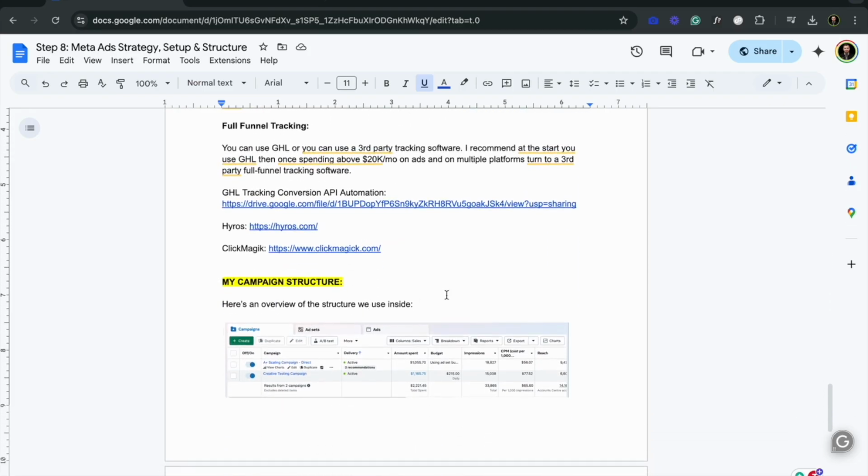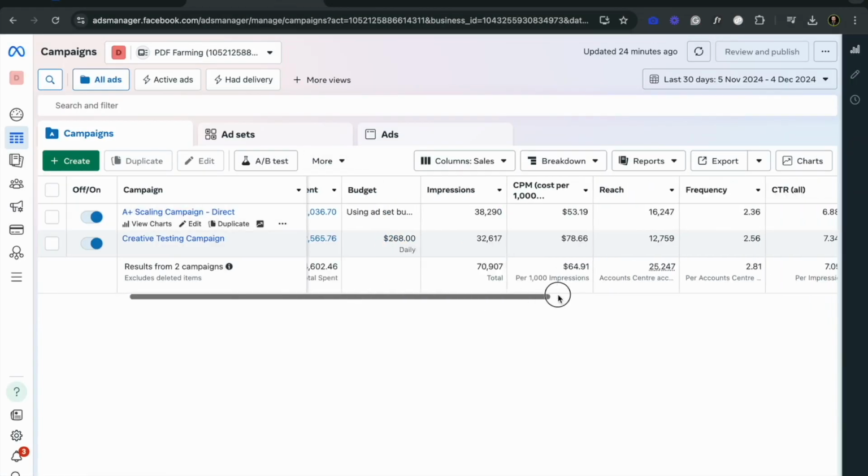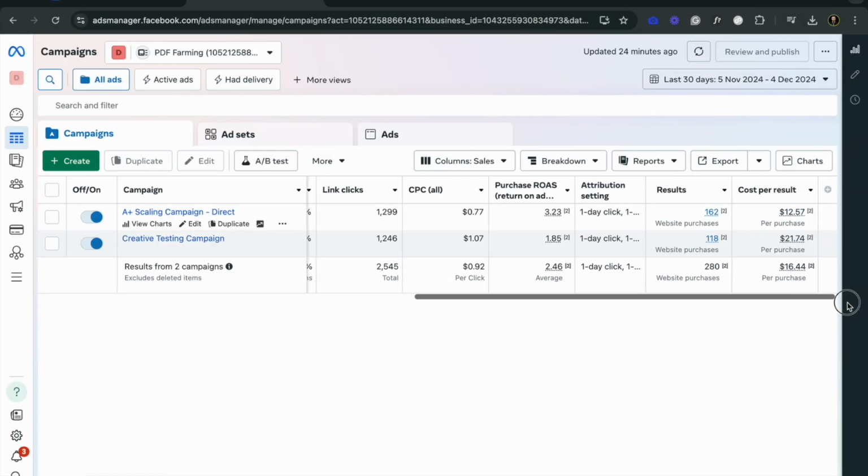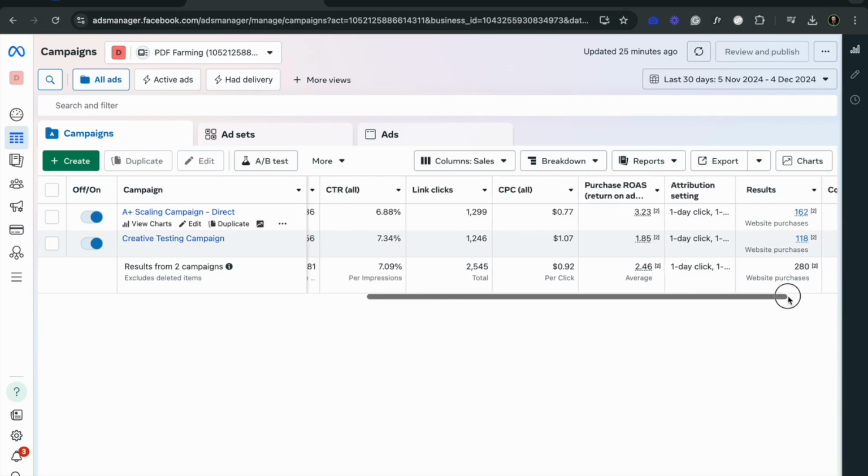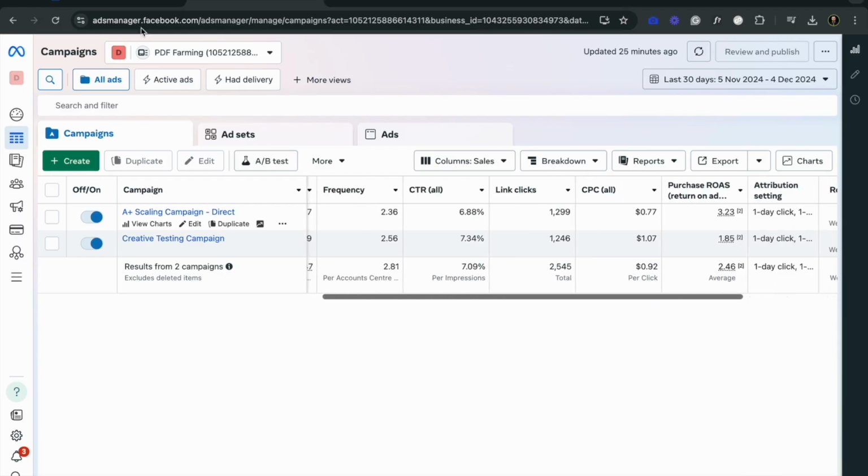Okay, full funnel tracking. So we use Go High Level to track all our conversions. Every time someone purchases from an ad, you need to send that data back to the Meta ad account platform, so you can then get accurate-ish numbers. I say accurate-ish, I'll show you why in a second, okay?